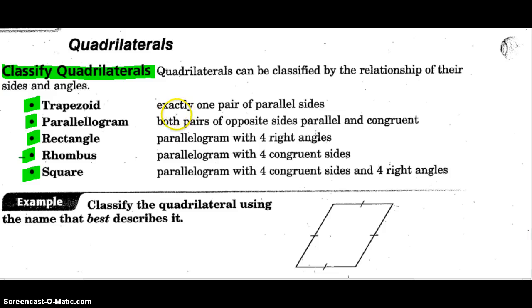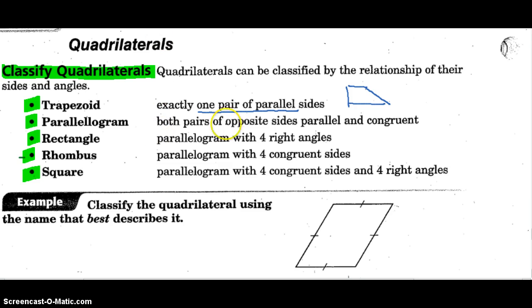For a trapezoid, there's exactly one pair of parallel sides. So to give you a rough sketch of a trapezoid, you're going to have one pair of parallel sides, but the other two sides need to obviously not be parallel. So that's what a trapezoid would look like.